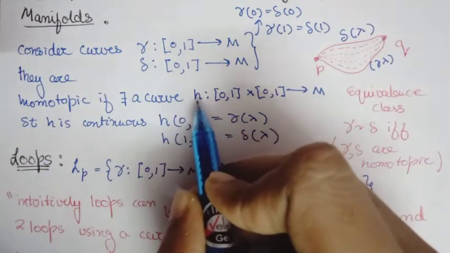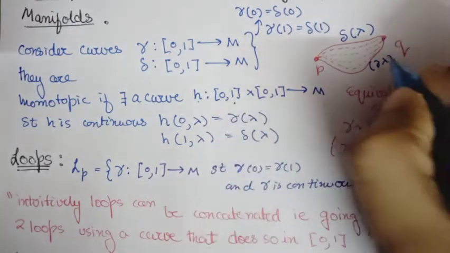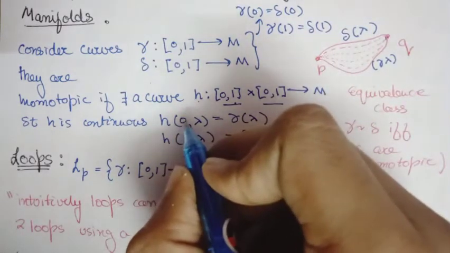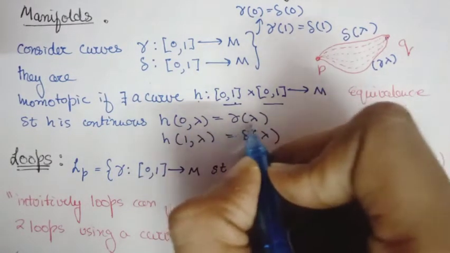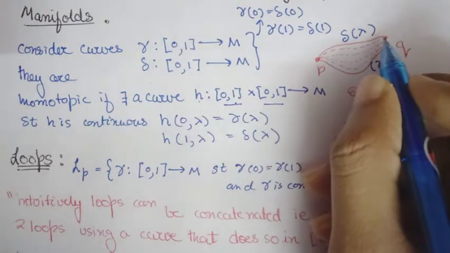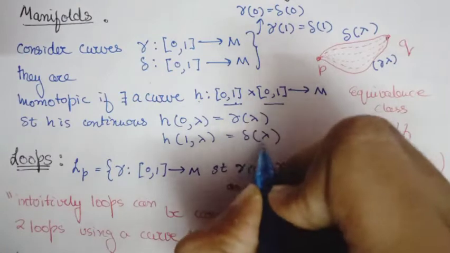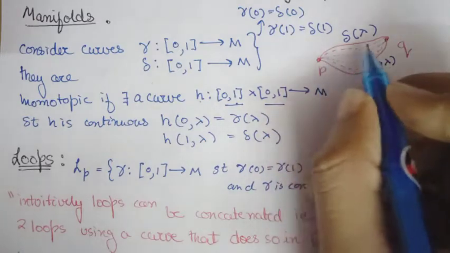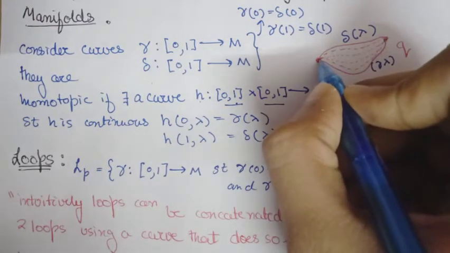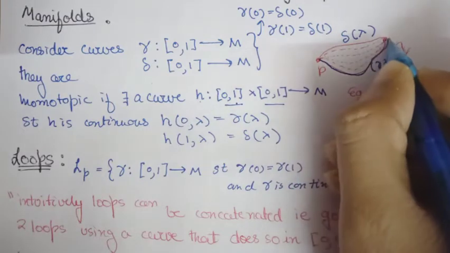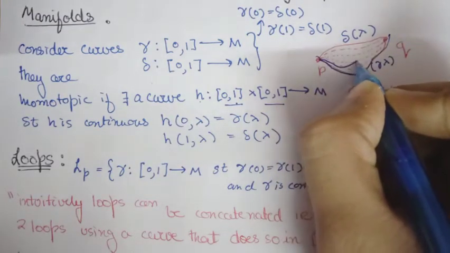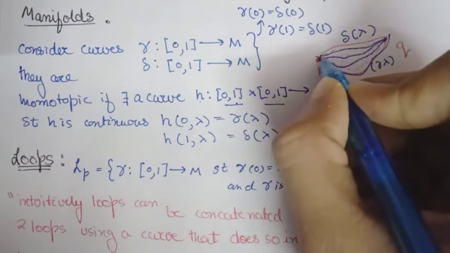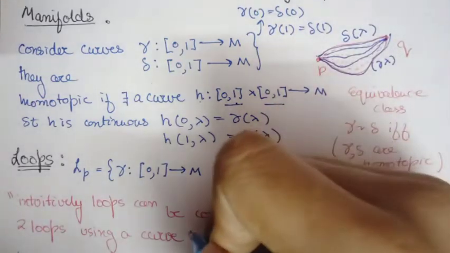What is this homotopic deformation? It is just that there exists a curve H which takes two parameter values, such that when the parameter value is 0, it runs along gamma, the lower curve, and when the parameter value is 1, it runs along the upper curve, and in between it runs bounded by these two curves. So you can see, I start running like this, then I deform it like this, and like this, and I end up here.